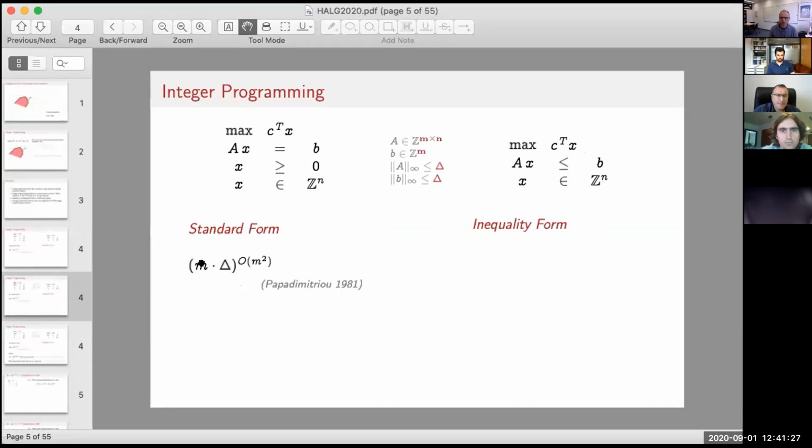time. So if m is the number of, can you by the way see my hand here? Yes, we do. Yeah, okay, yes.